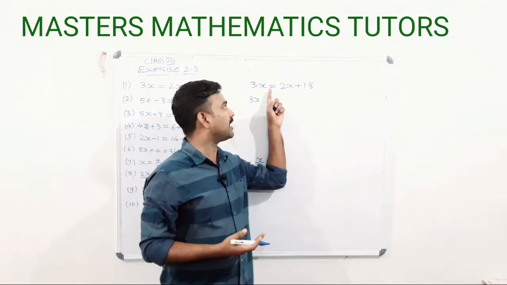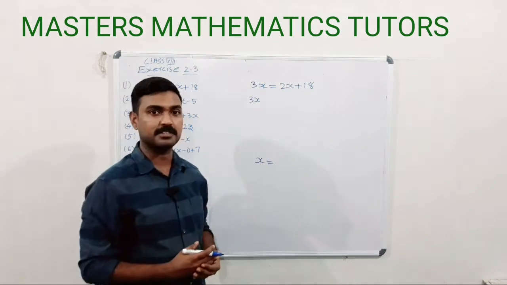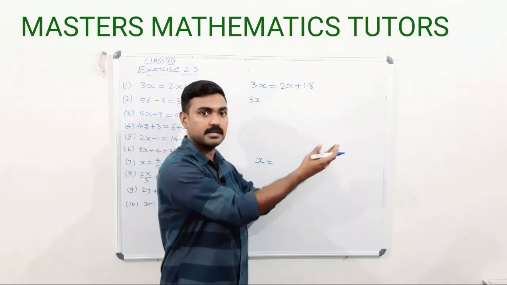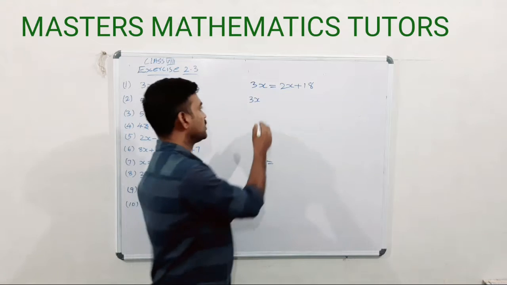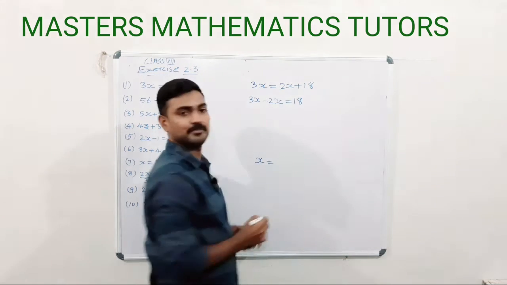Yes, by looking at the equal symbol. This is the right side and this is the left side. So this variable-including term is standing on the right side, and we can bring it to the left side. So it will be 3x minus 2x which is equal to 18.